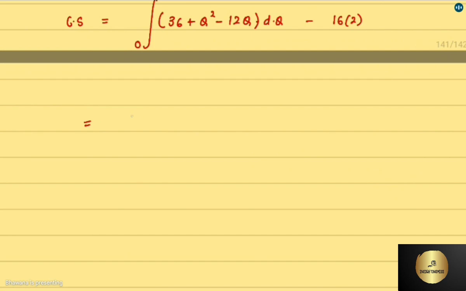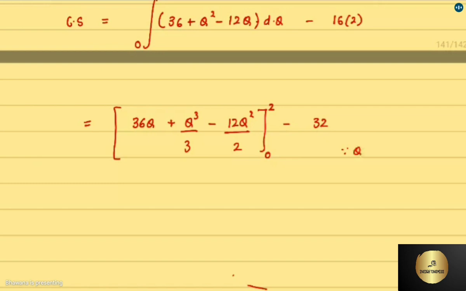So let's solve it. We'll integrate it. Again, the integration formula is the same. First multiply this whole term with Q. So 36Q. Here the coefficient is 1, so we don't write 1. Then plus Q square; multiplying with one more Q, it becomes Q to the power 3, divided by 3. Minus again 12Q; multiplying once with Q, you will get 12Q to the power 2, divided by 2. The limits are 0 to 2. Your Q star is 2.